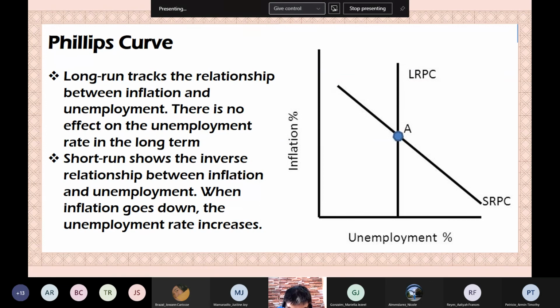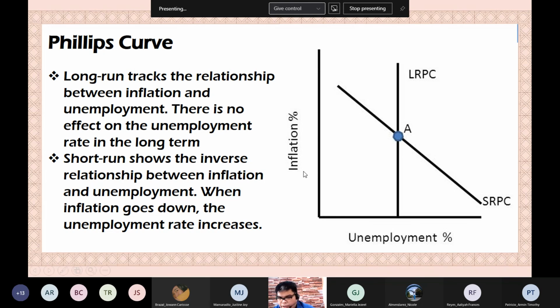Andyan na ba siya? Diaz, are you there? Diaz? Onlinely present, physically absent. Diaz, last, wala.